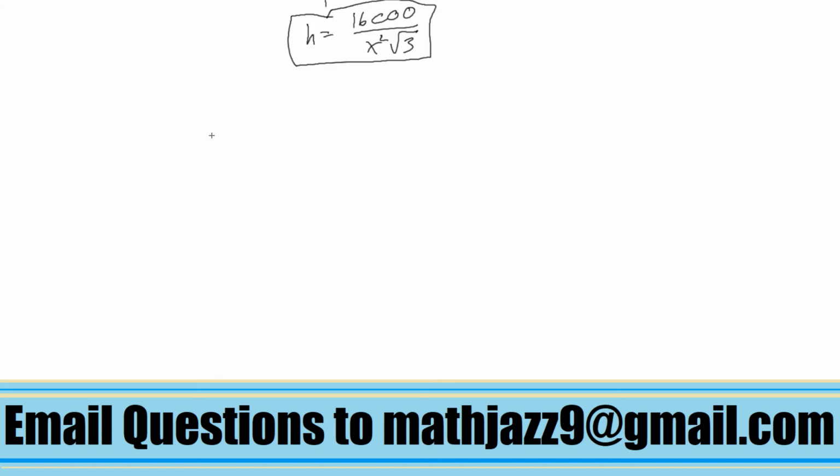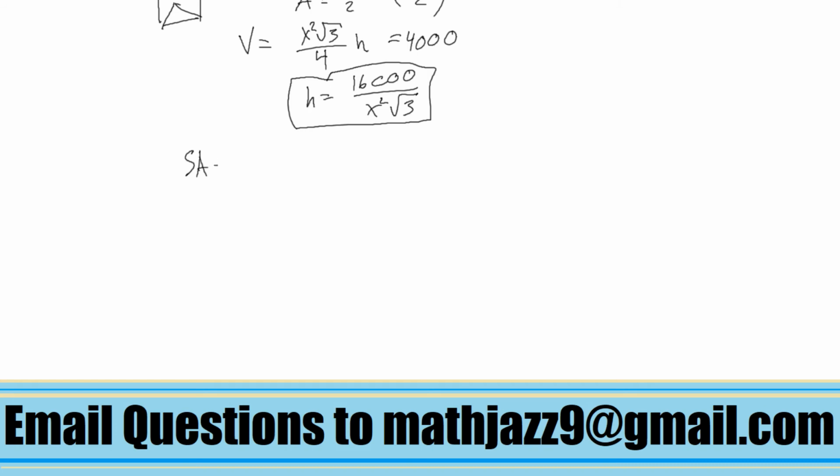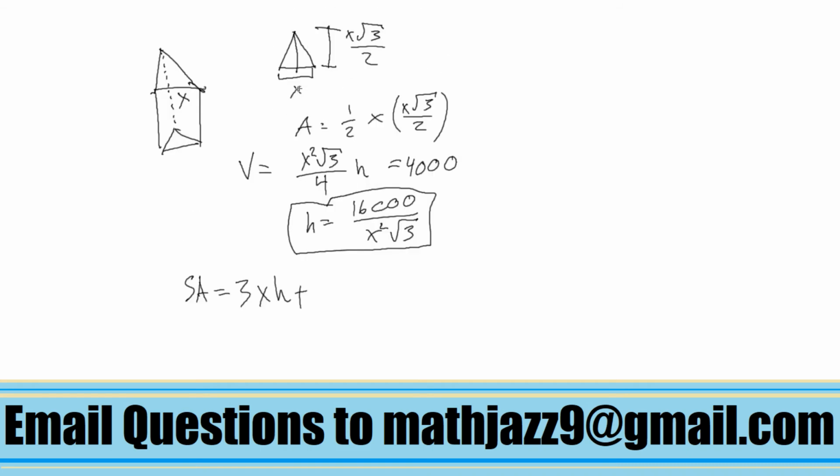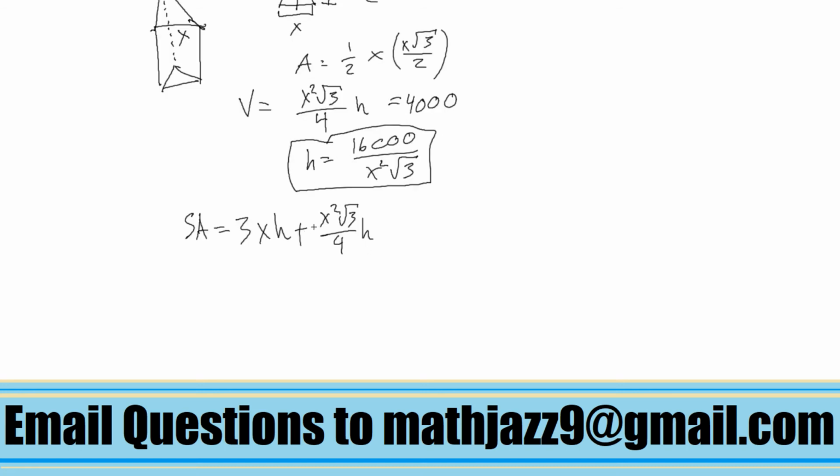So the surface area is equal to 3 times xh, plus the area of the bottom, which is the area we already found, x squared root 3 over 4 h. We're told there's no top, but there is a bottom. There are 3 sides, all rectangles, so 3xh, and then the bottom is x squared root 3 over 4 h. That's the surface area of the whole thing.